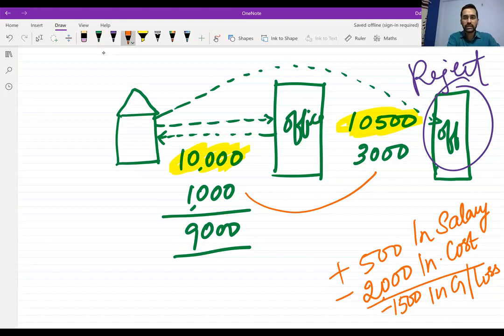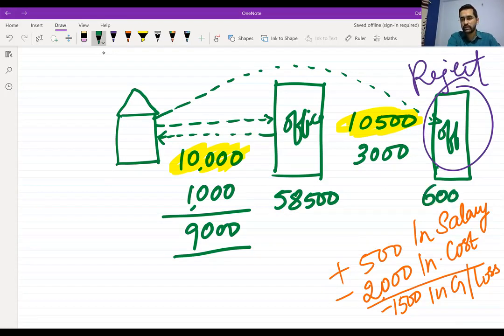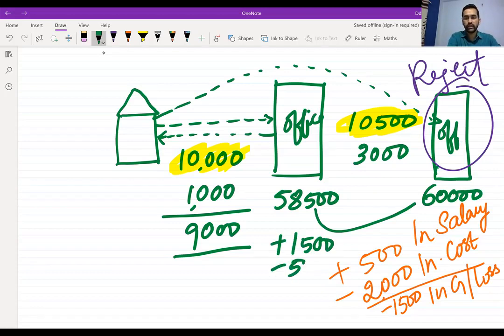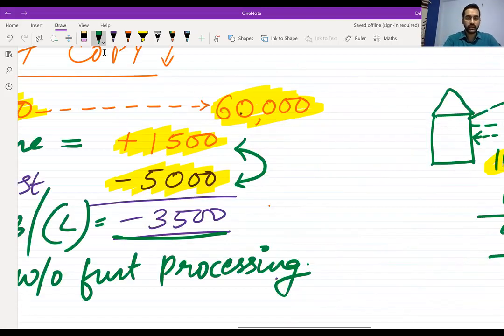If you sell at split off point, you will get 58,500. Suppose this is further processing, you will get 60,000. Fantastic, 1,500 more. But to do that, you have to incur 5,000 rupee further processing cost. That means net benefit or loss is negative 3,500. Further processing is a bad decision. That's all. Okay. All of you start writing.